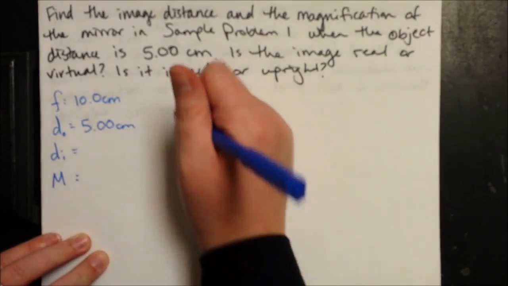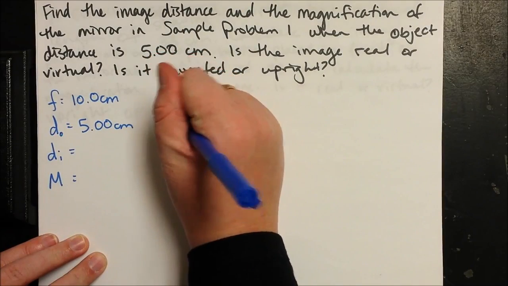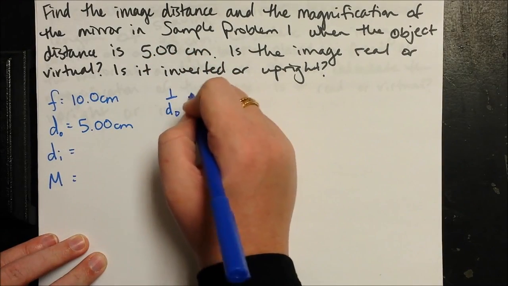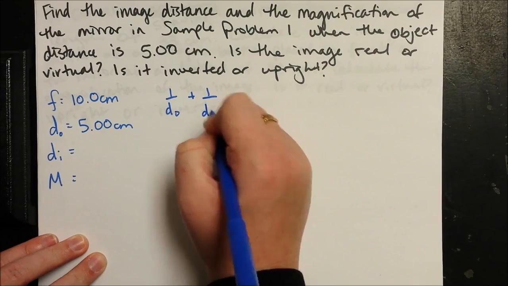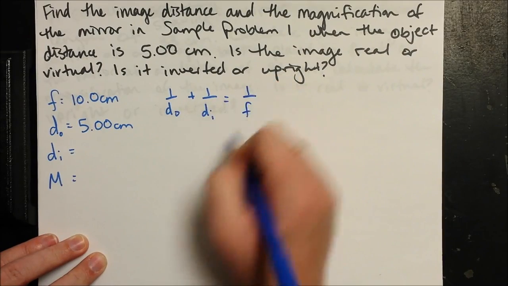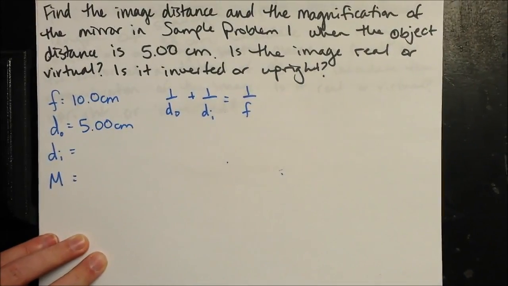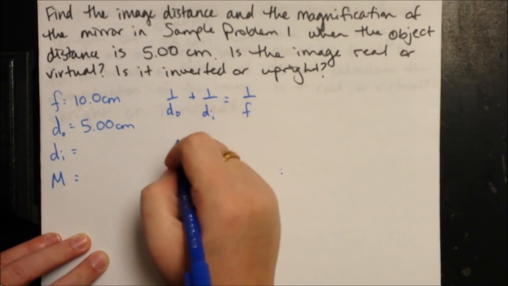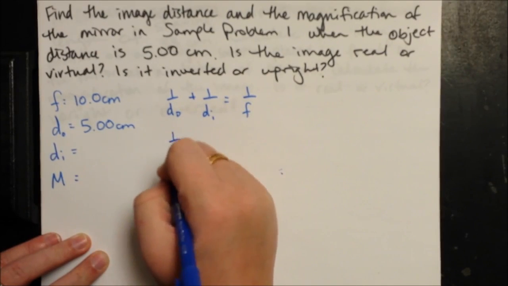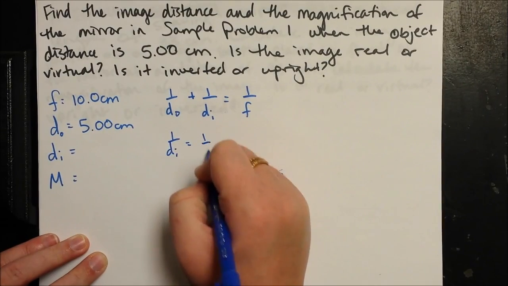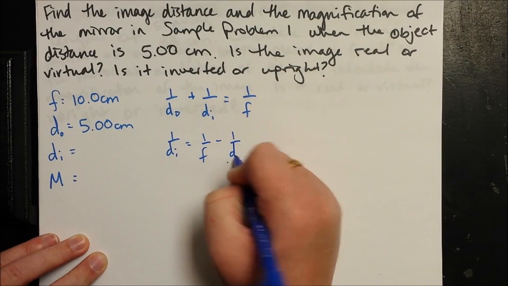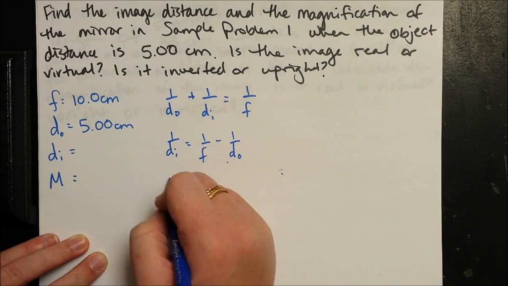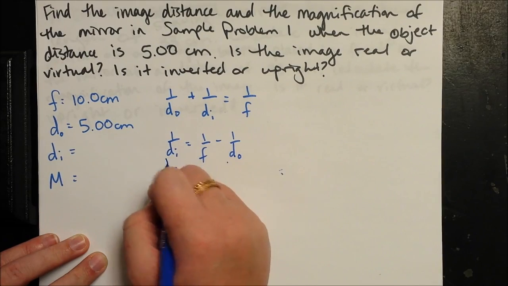Okay, here I'm going to use the same formula I've been using and say that 1 over my object distance plus 1 over my image distance is equal to 1 over my focal length. Okay, if I take the image distance and isolate it, now I'm going to have 1 over my image distance is 1 over my focal length minus 1 over my object distance. I always forget to do that.